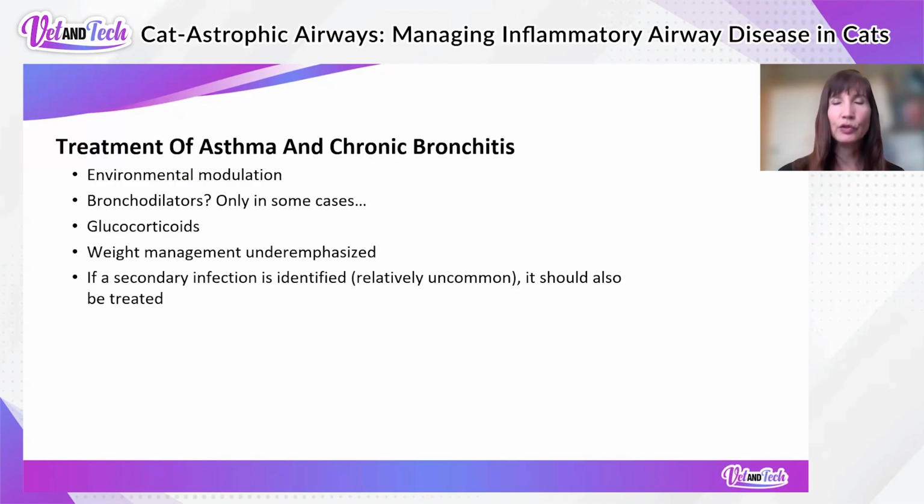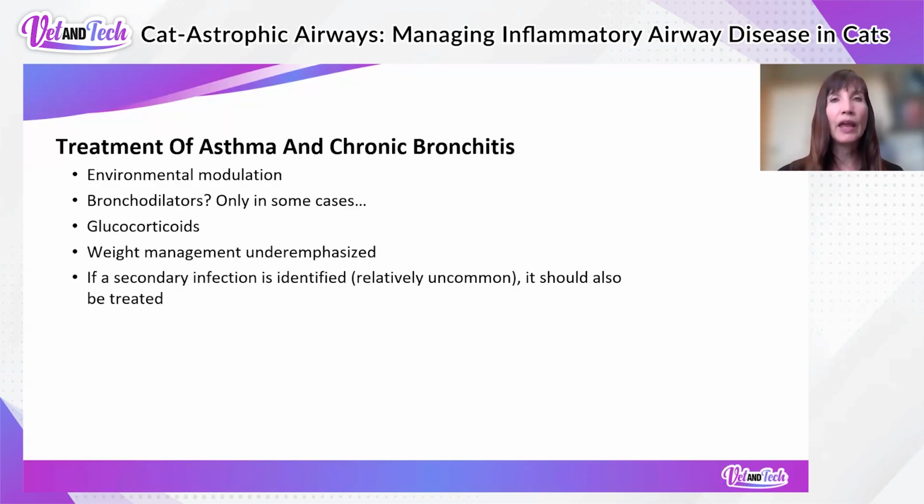Now that we're thinking about large airway disease that is inflammatory, and we'll focus predominantly on asthma and chronic bronchitis, because these are the two most common that we'll see, how do we end up treating these? And there are many, many different things that we can do. This is kind of historically where we start, and that's often with environmental modulation. I'll talk about each of these in turn.